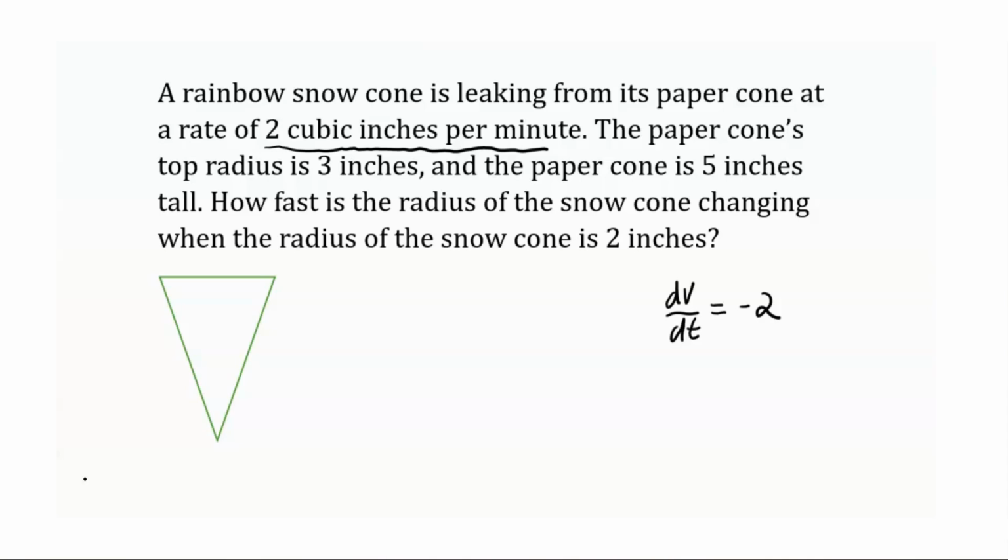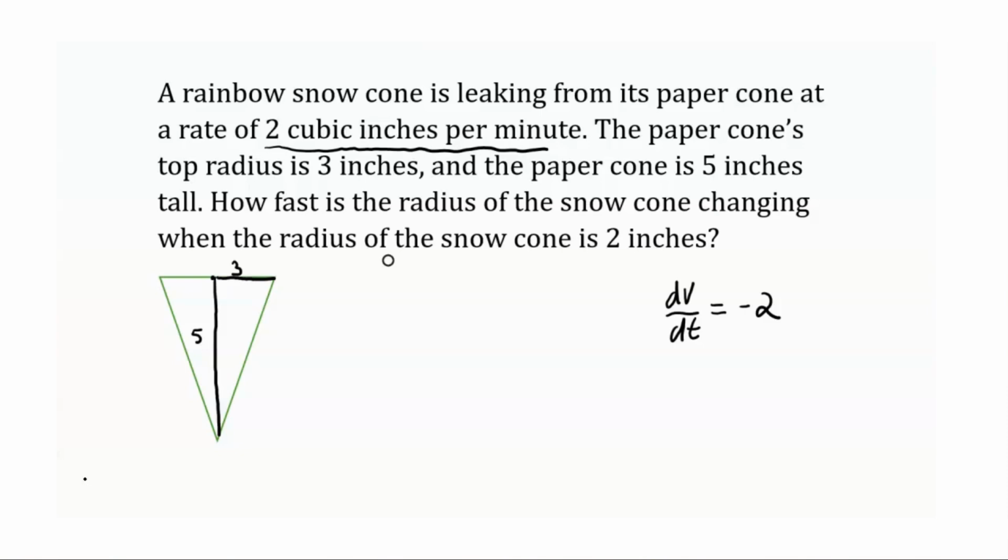The paper cone's top radius is 3 inches, so I'm going to use this little triangle here as the front view of the cone. So the top radius is 3. Okay, so let's put a middle point there. And the paper cone is 5 inches tall, so let's make a height here of 5 inches. So you can see that we have a right triangle here, and this is going to be important as we solve this problem.